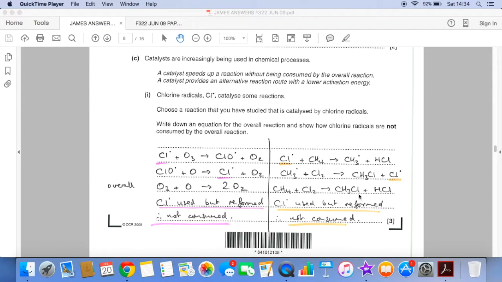So there's the overall equation. Again, two propagation steps. Chlorine radical combining with CH4 molecule. It strips off a hydrogen, produces a methyl radical and an HCl molecule. The methyl radical feeds into propagation step 2 and reacts with a Cl2 molecule, producing CH3Cl and reforming that chlorine radical. So again, we're showing it's been reformed, it's not being consumed. And again, add those two equations together and you make the overall equation.